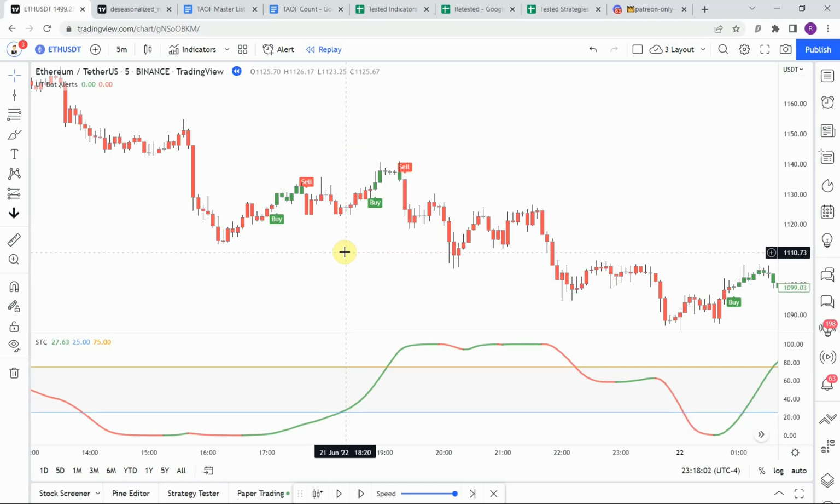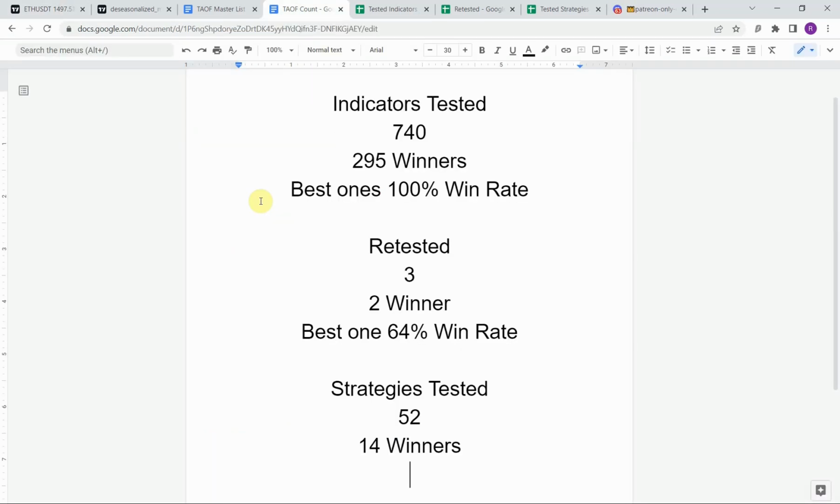Today we will be taking a look at a 5-minute crypto scalping strategy. Before we do though, I wanted to put the testing scoreboard up for everyone to see. So to date, we have tested a total of 52 different strategies, with 14 of them being profitable. We've also tested a total of 740 indicators, with 295 of them being winners. The best ones so far were able to achieve a 100% win rate.